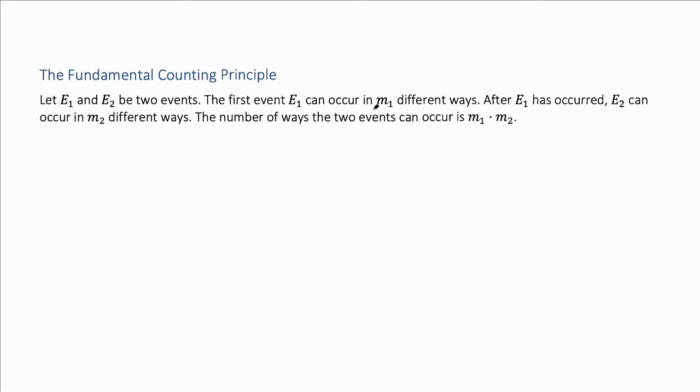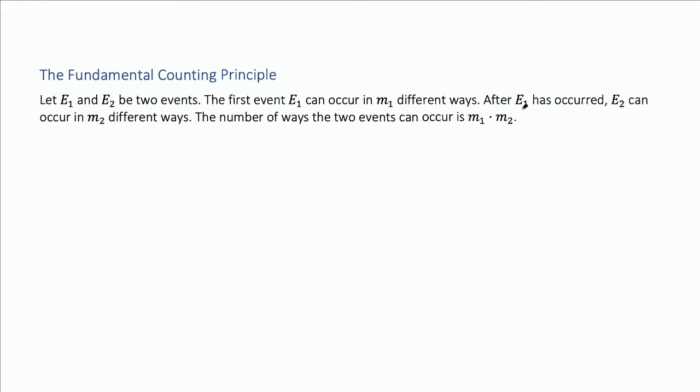In other words, how many ways, maybe I'm rolling a die. How many ways can I get an even number? Well, there would be 3 ways, okay? And then after that's occurred, our second event can occur in M2 different ways, all right?